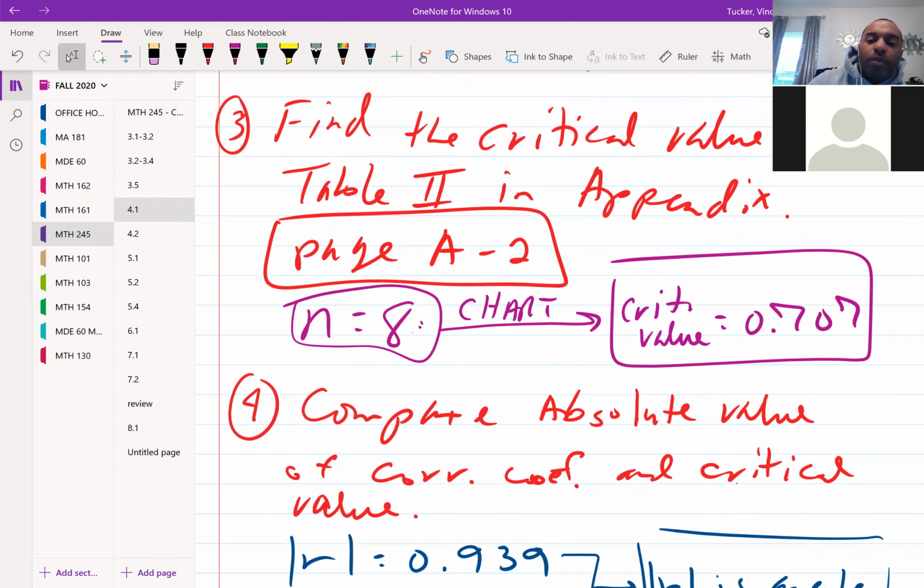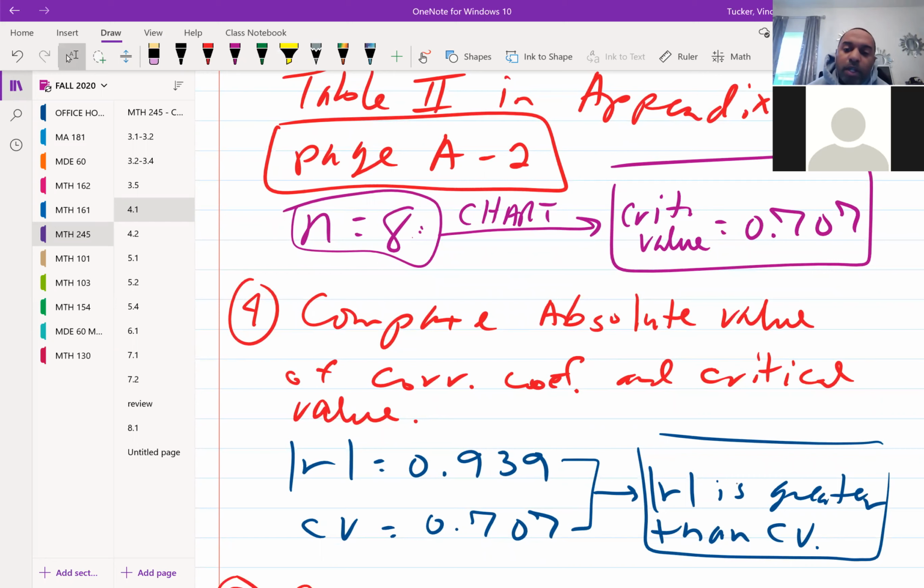Now for the fourth step, we compare the absolute value of the correlation coefficient and the critical value. Absolute value of r is 0.939. That critical value is 0.707. So the absolute value of r is greater than the critical value. All right, questions before we go to the last step?